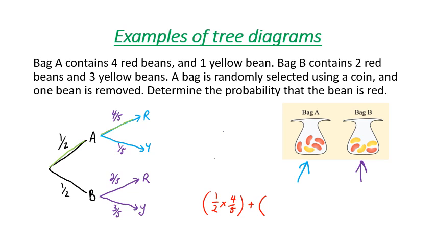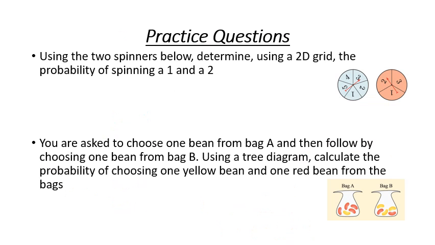If we follow the line in bag B, we go this way and this way, which gives us 1/2 times 2/5. Now we need to add them together because we've got the option of going bag A or bag B. So we work out what that equals. Well, in this particular case, we've got 4/10 plus 2/10. That's going to give us an answer of 6/10 or 3/5.